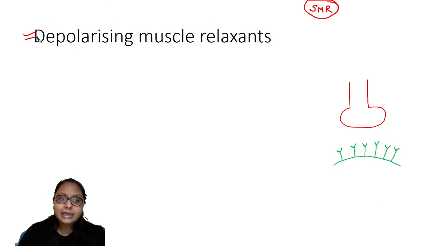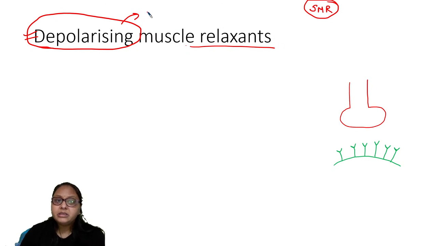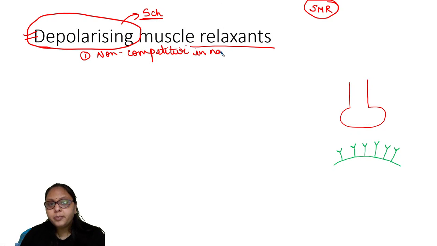So coming to the depolarizing muscle relaxants. Remember, depolarizing, that means they are depolarizing the muscle membrane. Ab agar depolarization of the muscle membrane ho raha hai, to phir usmein contraction hona tha na, how are they producing relaxation of the muscle? So the depolarizing muscle relaxants, example is, as I told you, succinylcholine. And remember the very important point: they are non-competitive in nature, non-competitive to acetylcholine.